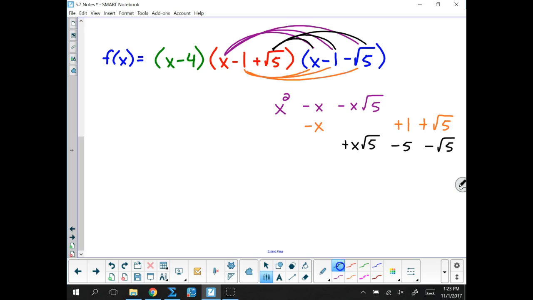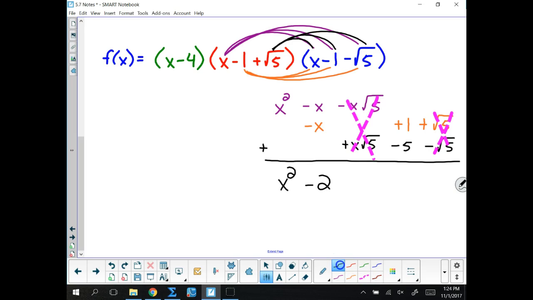Right? Now, here's the cool thing about that. Because I know you're saying to yourself, what about all these square roots of 5? What about this square root of 5 out here? Cancels each other out. What about these square roots of 5 here? Cancels each other out, right? So we're left with x squared minus 2x minus 4.